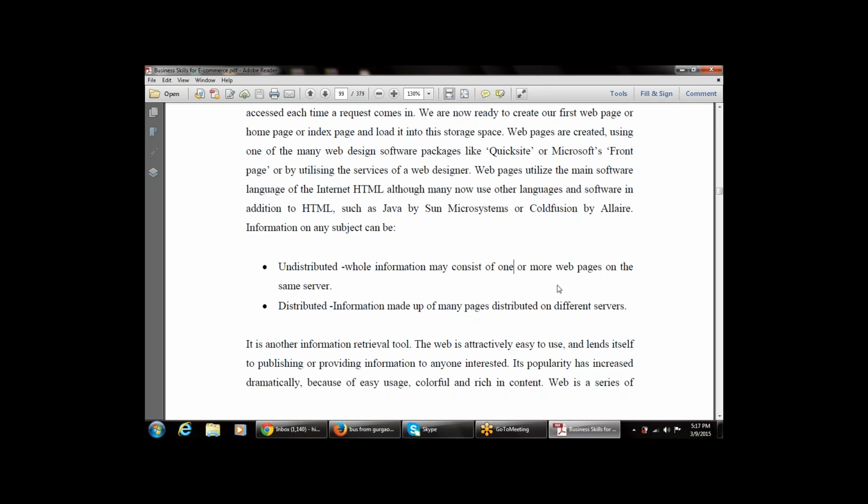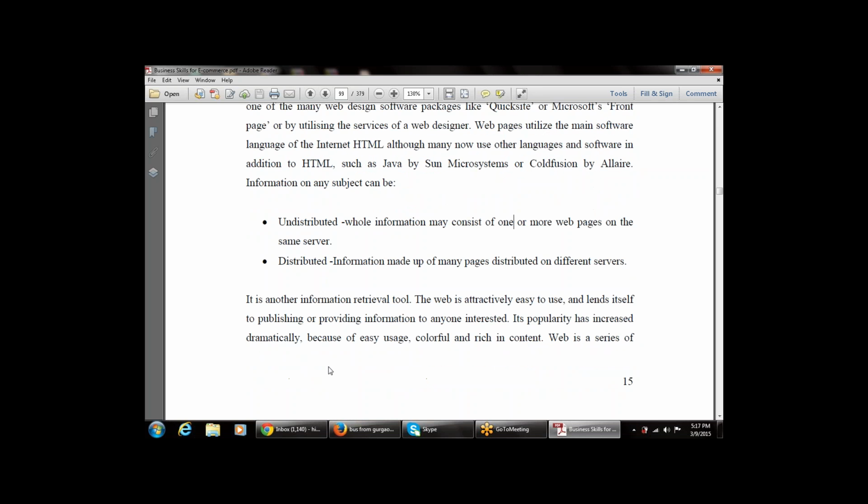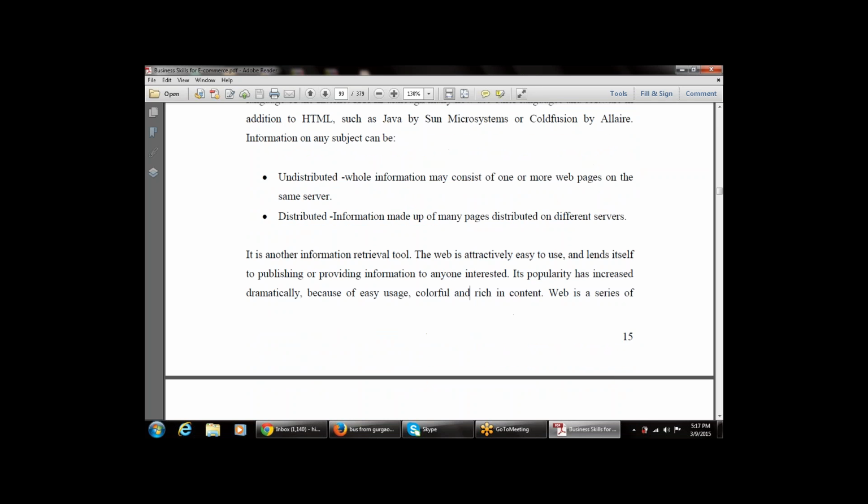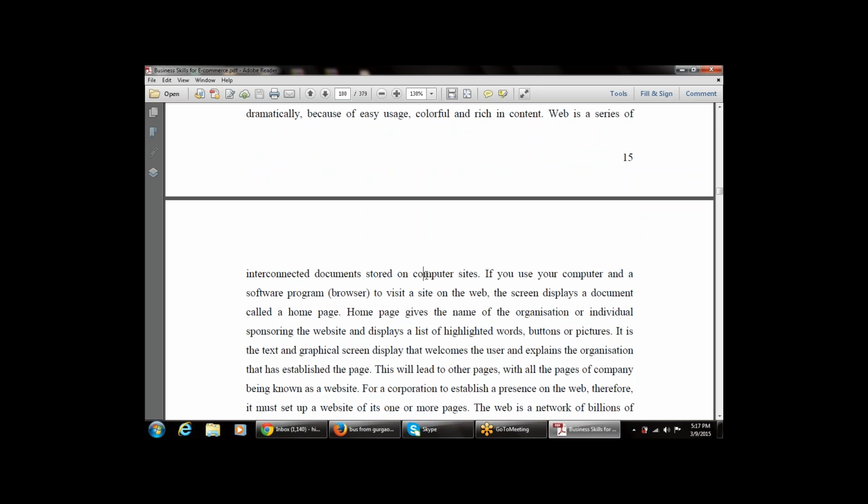Its popularity has increased day by day because of its easy usage. Its popularity has increased dramatically because it is easy to use, colorful and rich in content. So the web is a series of interconnected documents stored on computer sites. The web is nothing but a collection of information stored on computer sites.